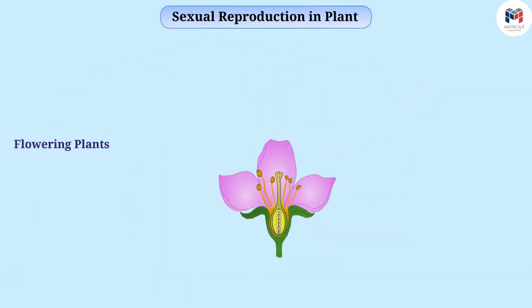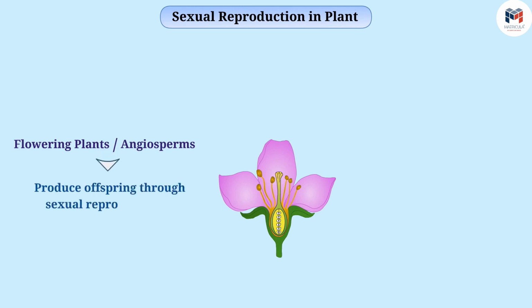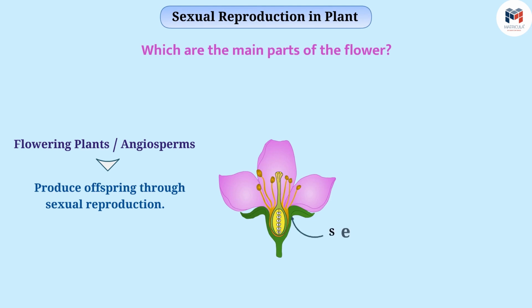Flowering plants, also called angiosperms, produce offspring through sexual reproduction. The reproductive organs of these plants are found in flowers. Can you tell me which are the main parts of the flower? Think. Let me tell you. The outer part of the flower, which looks like green leaves, is called sepal. Together, the sepals form calyx. The sepals protect the inner parts when the flower is in the form of a bud.